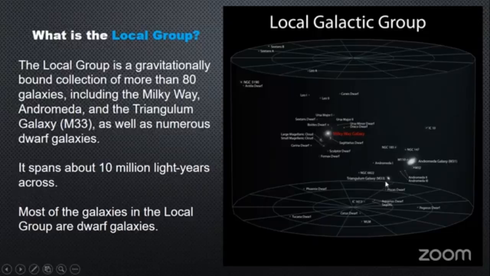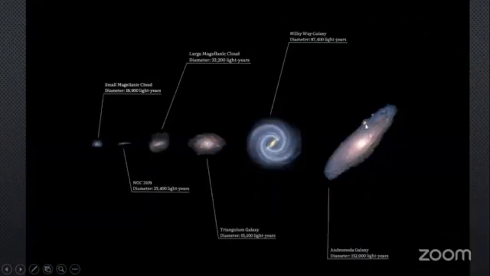Then we have the Triangulum galaxy. Then we also have some other dwarf galaxies scattered around. So about 80 galaxies in this region, spanning about 10 million light years across. But like I said, most of the galaxies in the Local Group are dwarf galaxies. Here's the picture of the galaxies and their sizes. Like I said before, the Andromeda galaxy that we just studied is the biggest in the Local Group, followed by the Milky Way galaxy, followed by the Triangulum galaxy, and it gets smaller as we move on.